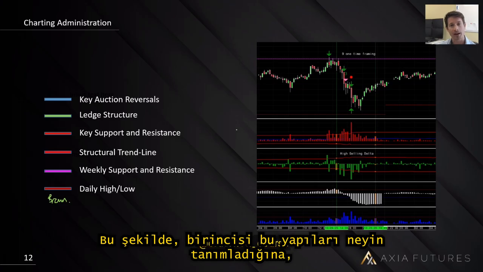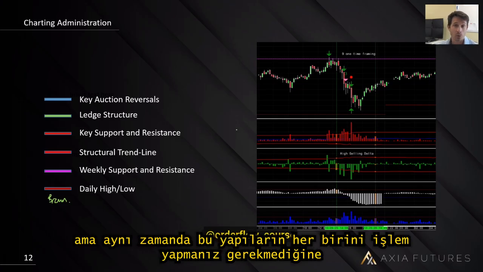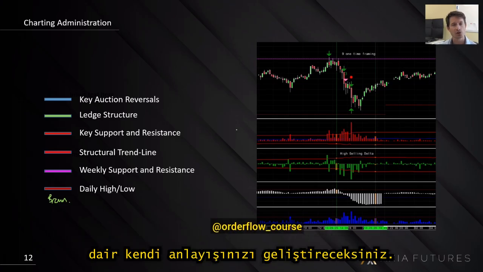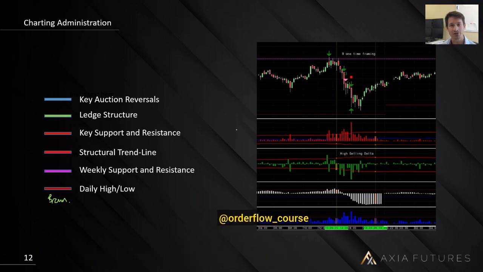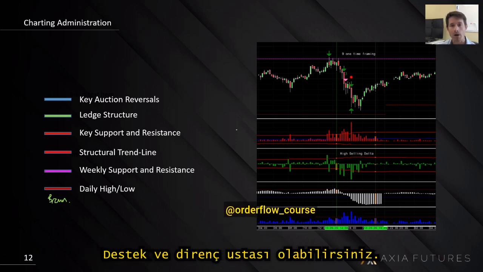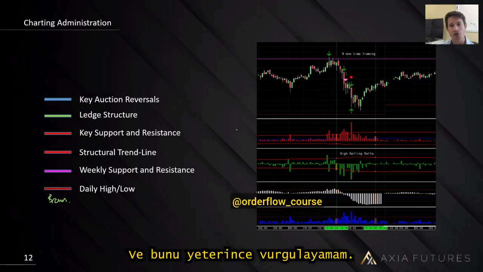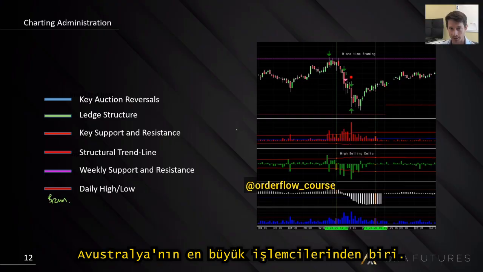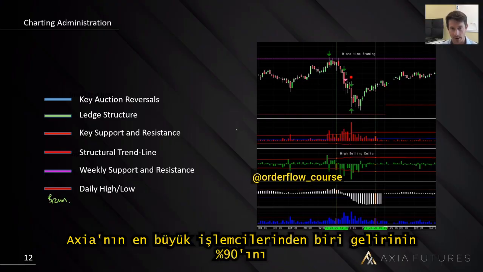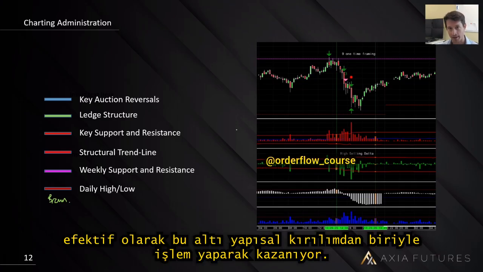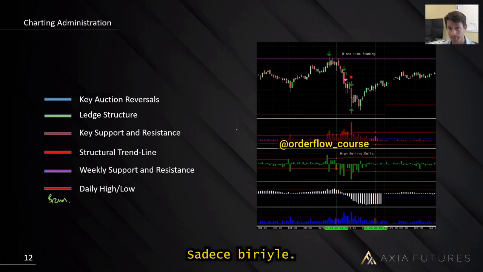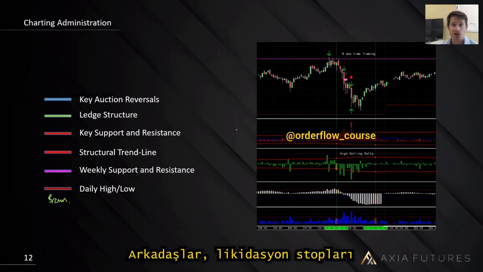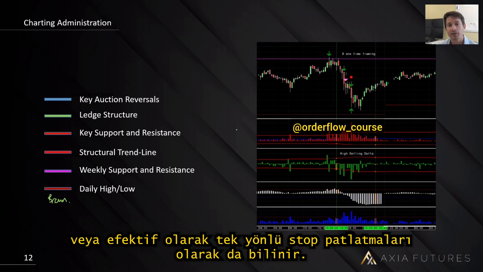That way, you're going to develop your own understanding of what defines these structures, but you also don't have to trade every one of these structures. You can trade one of them. You can become a master of support and resistance. And I cannot stress this point enough. One of Axia's biggest traders makes 90% of his income trading effectively one of these 6 structural breakouts. One of them. It's also known as liquidation stops, or effectively where stop runs occur.